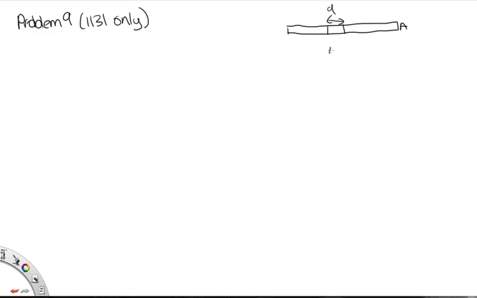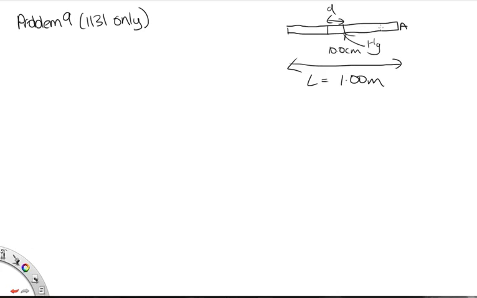Problem 9, which is for 1131 only. In this problem, we have a thin tube. We can assume it's got surface area A, and initially it's sealed at both ends. In the middle, length D here, which is equal to 10 centimeters, it's filled with mercury. And then let's let the tube have a length L, which is 1 meter.